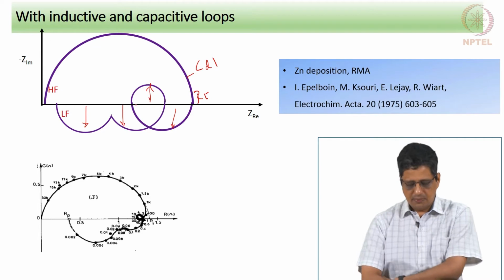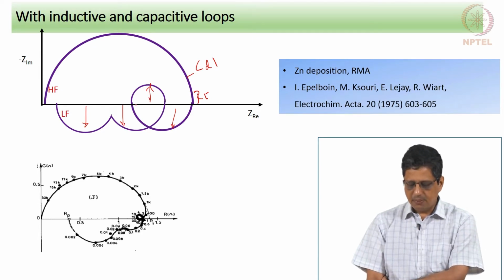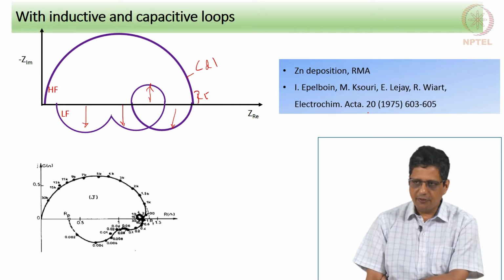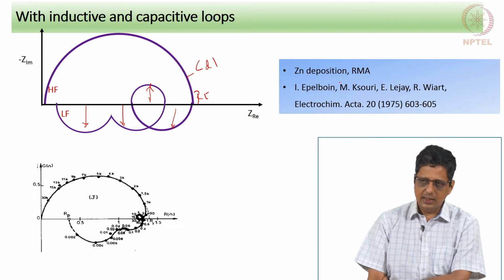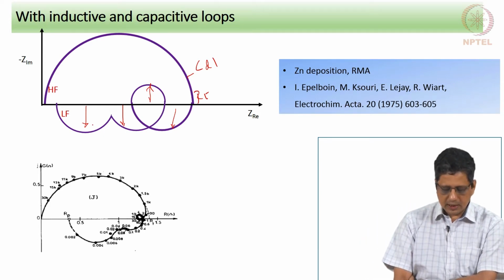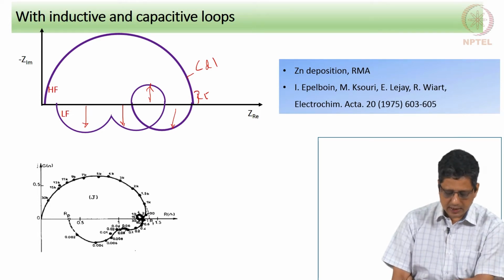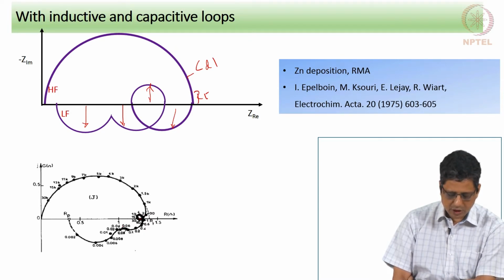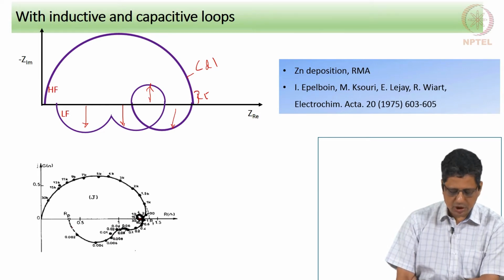So, this was published by Professor Appelboyen in 1975, and this is for zinc deposition, and this was analyzed using mechanistic analysis. Although I have drawn them with certain magnitudes, they are of different magnitudes. You can see this first inductive loop is small, second capacitive loop is small, next inductive loop is a little larger, and the last one is much larger.